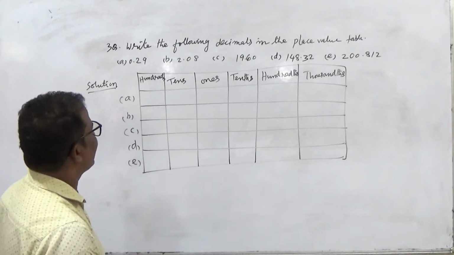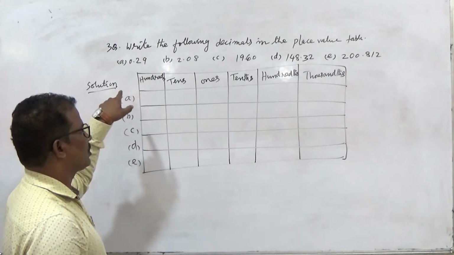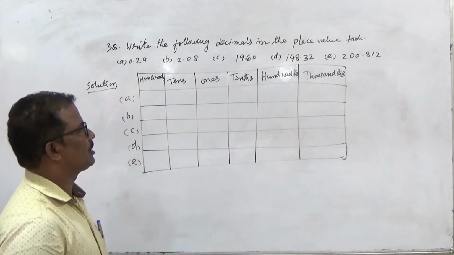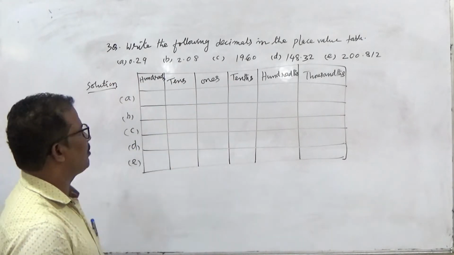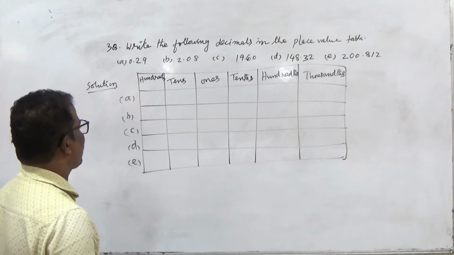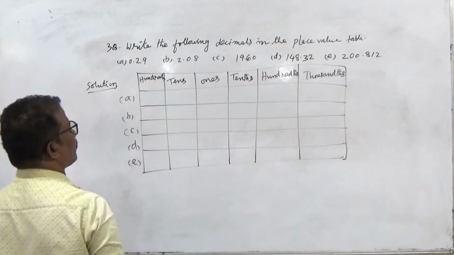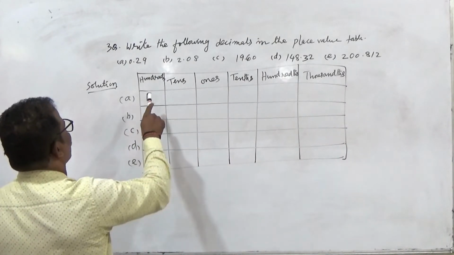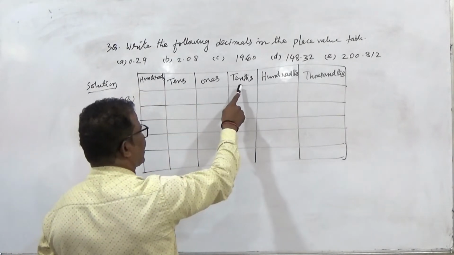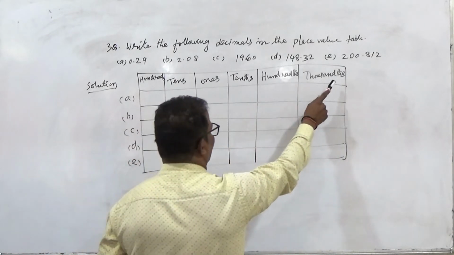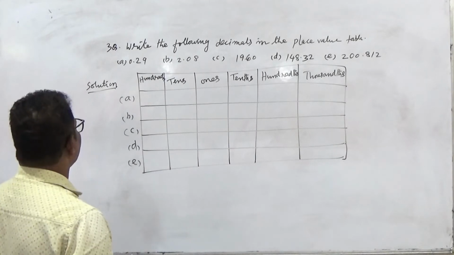That is, write the following decimals in the place value table. So, in this question, 5 decimal numbers are given for A, B, C, D and E. These decimal numbers we have to write in the place value table. So, in the solution I have drawn the place value table here. In this I have shown hundreds place, tens place, ones place, then the decimal place, tenths, hundredths, thousandths. So, in this table we have to denote these given decimal numbers.